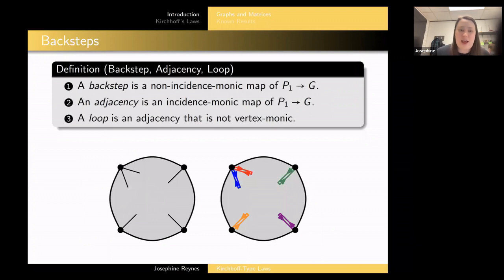This allows us to define an extra figure. So adjacencies and loops are probably familiar to most people because we define an adjacency to be an incidence monic map of a path into a graph. And a loop is not a vertex monic one, but a backstep can now be defined because a backstep is a non-incidence monic map of the path of length 1 into the graph. So here I have this single edge that has 4 vertices and 5 incidences. So these incidences are just the lines. And here you can see in color all of the various backsteps I could take in the graph. And that's start at a vertex, use an incidence to get to the edge, and then turn around and return to your vertex along the same incidence that you already used.